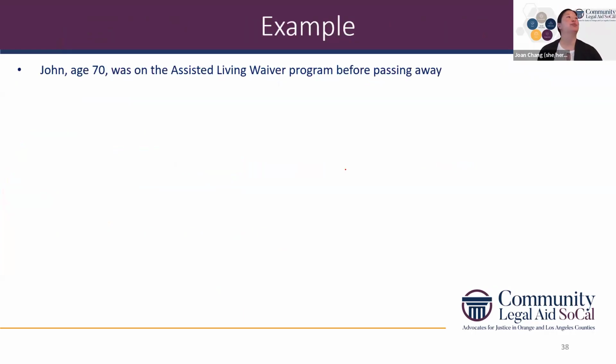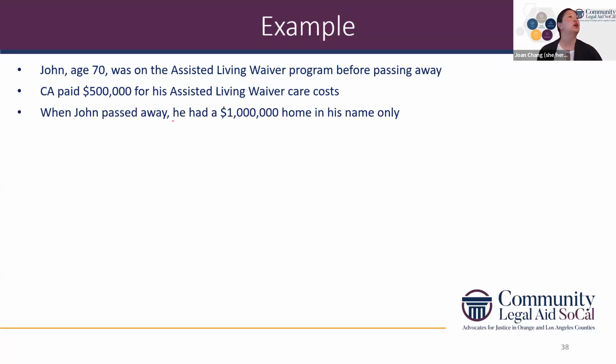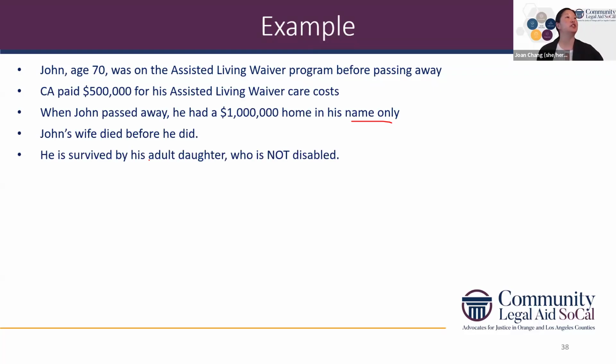Okay, so let's look at an example. Again, John, age 70, was on the assisted living waiver program before he passed. Again, California paid $500,000 in his assisted living care costs. When John passed away, he had a $1 million home in his name only. John's wife passed away before he did. Okay, so we don't have a surviving spouse. But he is survived by an adult daughter. The daughter is not disabled. Okay, is John subject to Medi-Cal Estate Recovery?